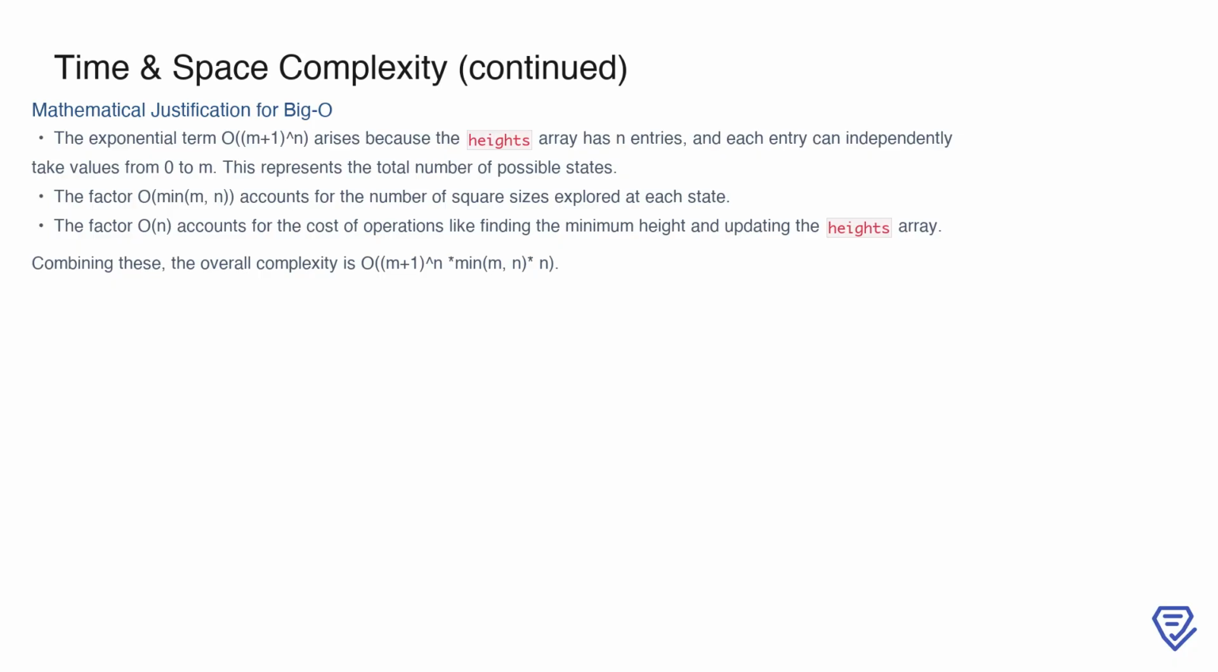The O(min(m, n)) factor accounts for the number of square sizes that are explored at each state, as we try all possible square sizes from the largest to the smallest. Lastly, the O(n) factor arises from operations such as finding the minimum height and updating the heights array during placement and backtracking. Putting these together, the overall time complexity becomes O((m+1)^n * min(m, n) * n), which reflects the interplay between the state space, the recursive exploration, and the cost of operations at each step.